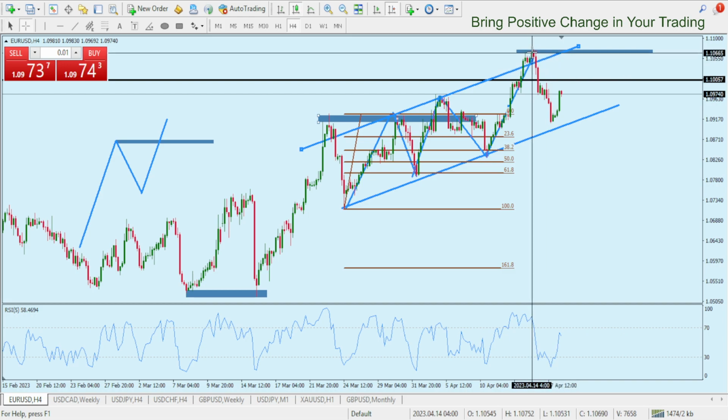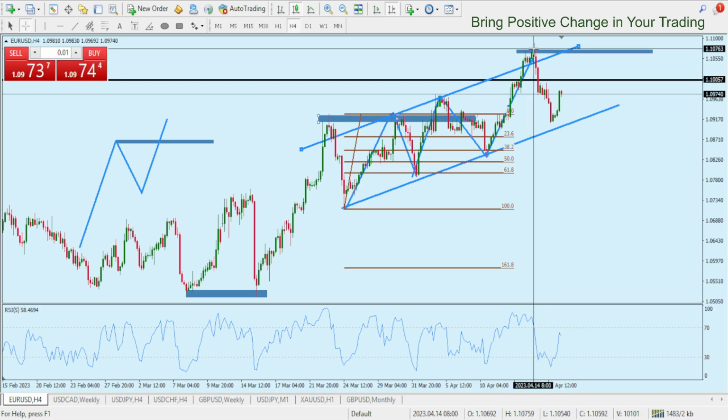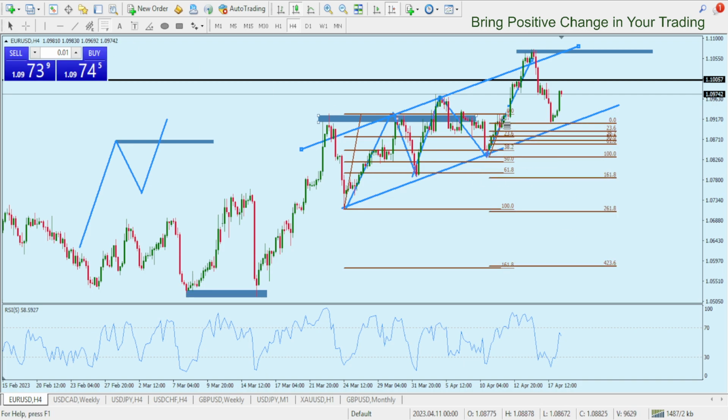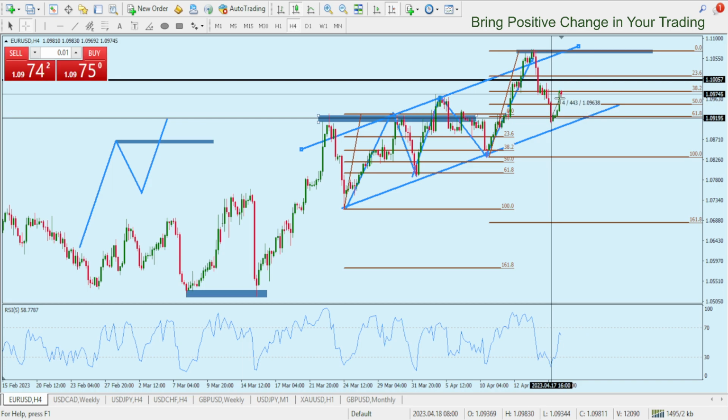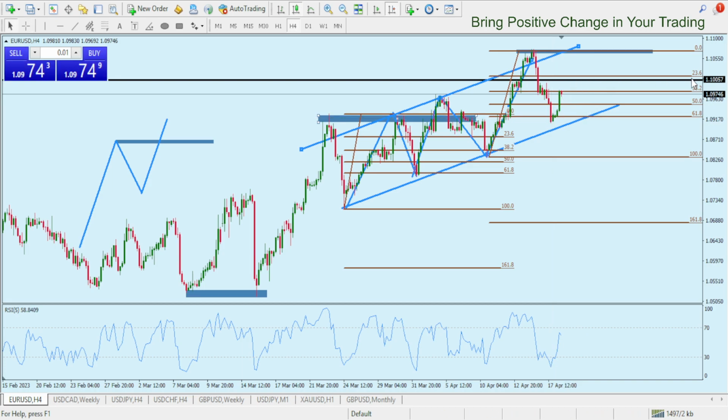Otherwise, if you took this trade which I gave you in the weekly forecast, 158 pips, I think you must already have closed that. Now let's see this Fibonacci, and just have a look at it. From 61.8 it's going up, and target will be 1.10. So a very simple strategy, my friends.